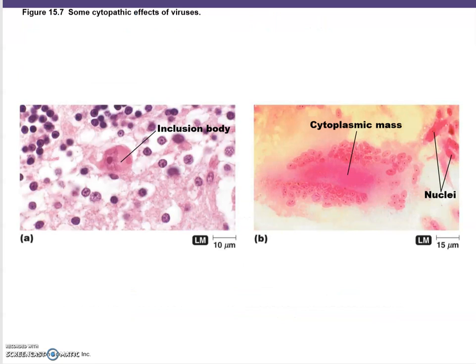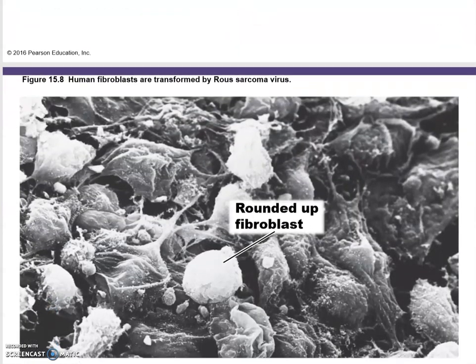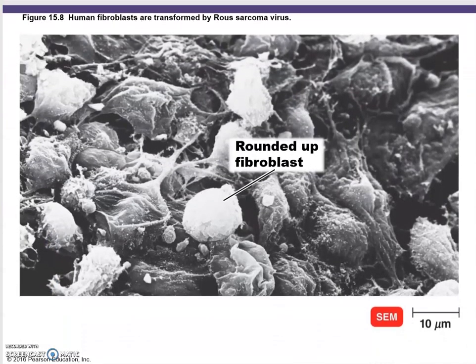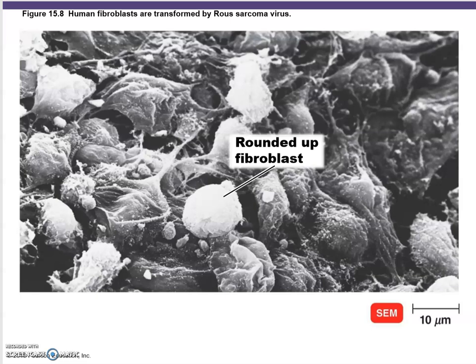Here are some images that show you the cytopathic effects of viruses. Let's take a look first here on panel A. We have inclusion bodies that are being formed right here. And then here we have a cytoplasmic mass that has formed in this cell on panel B. And then over here we have a human fibroblast that was transformed by Rous sarcoma virus to become cancerous. It's all rounded up and doesn't want to be part of the tissue anymore. It has lost contact inhibition. It's on its way to be cancerous.